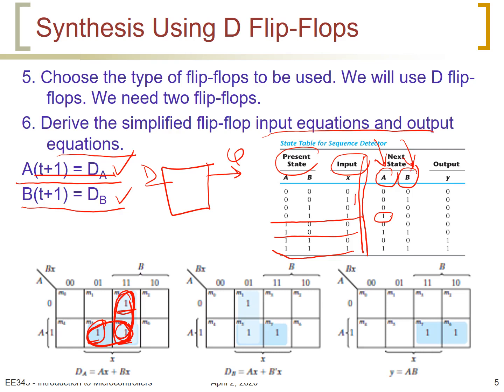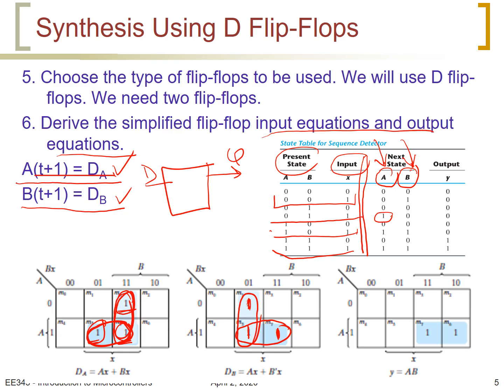Same thing, we do also for B of t plus 1, which is 1 for the combinations 1, 5 and 7. Therefore, on the Karnaugh map, we have three minterms. This one here, which is 1, 5 and 7. And we have two loops on the Karnaugh map. This loop here and this loop here. And therefore, D of B equals AX plus BX prime.